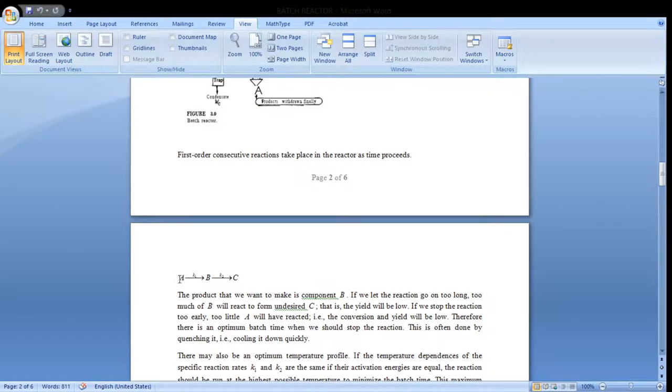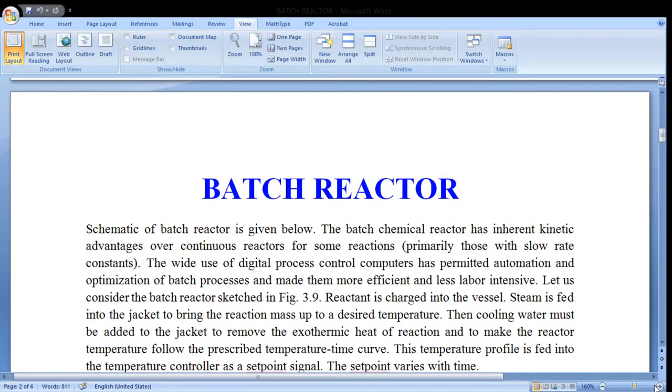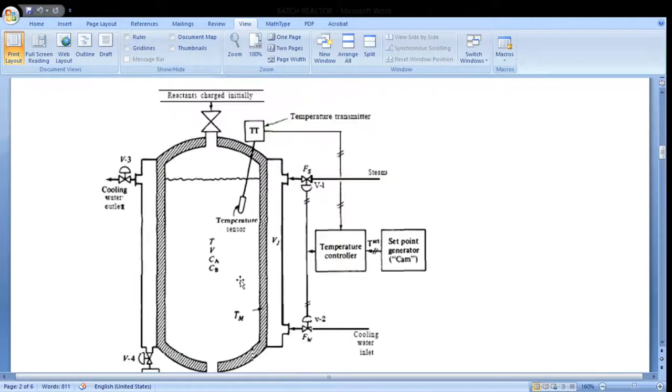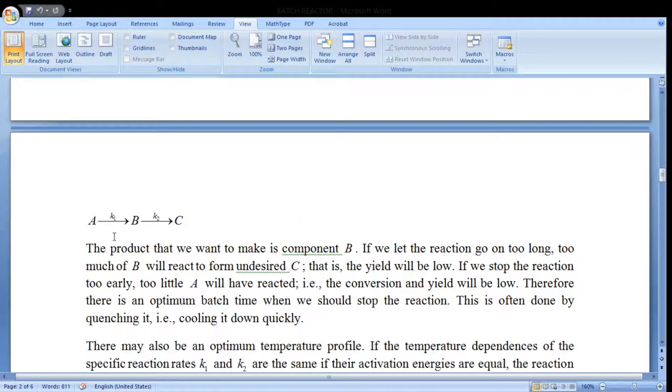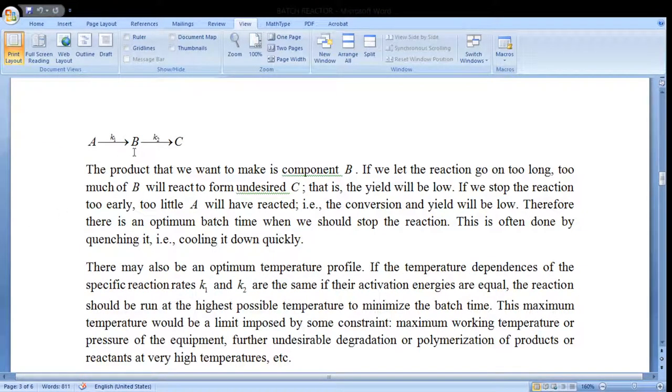Let's say a simple reaction is taking place inside this reactor. The reaction is A being converted to B, and B getting converted to C. Here B is the intermediate product. If we see here, the product we want is B, but C is the undesired product. So somehow we have to maximize B and minimize C, and we can see how K1 and K2 are dependent on temperature.